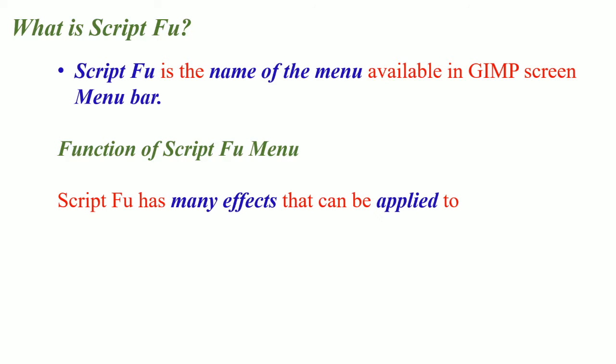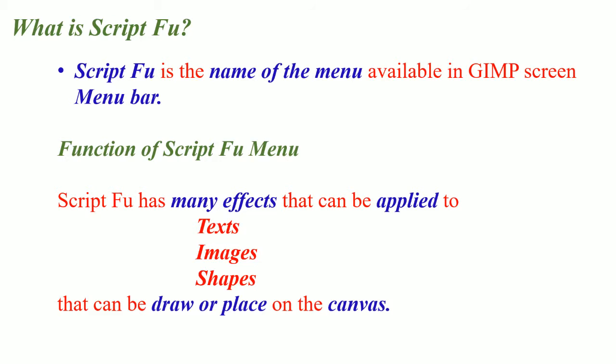Function of the script view menu. The script view menu has many effects. Those effects can be applied to text, images, and shapes. So if you want to apply any effect to text or images or shapes, you have to use the script view menu. But before that, keep in mind that you can apply effects only to images, text, or shapes that are already placed in the canvas portion.